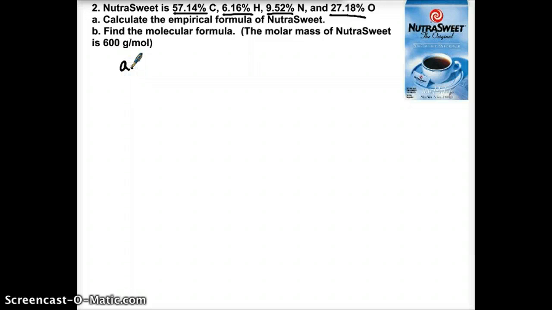What we're going to do is we're going to make an assumption. We're going to assume that we have 100 total grams of the substance. Because it doesn't tell us how much NutraSweet we have. We can choose whatever number we want. So let's assume 100 grams.